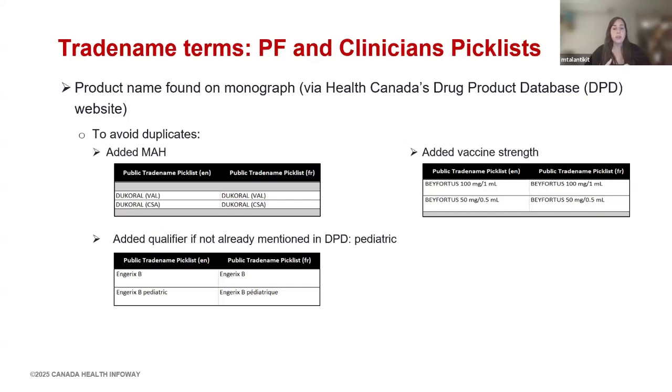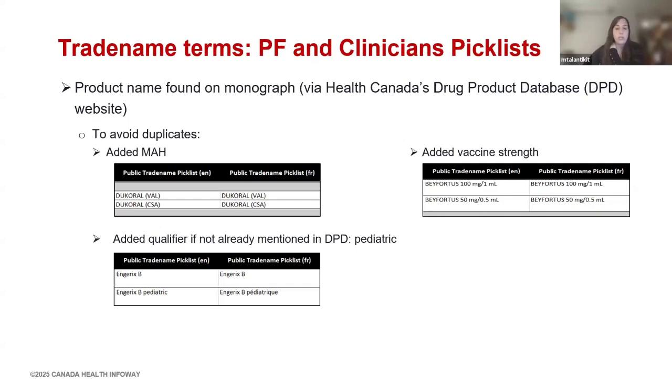So we decided to distinguish concepts that had the same trade name by adding the market authorization holder, the MAH. So as you can see here, there were two vaccines having the same trade name, Dukoral, and we added the market authorization holder to differentiate them. After doing that, there were still some situations where we had duplicates. So we decided to add qualifiers that were not already mentioned on the monograph.